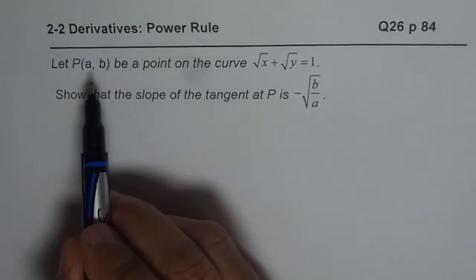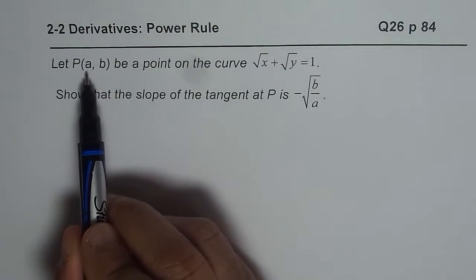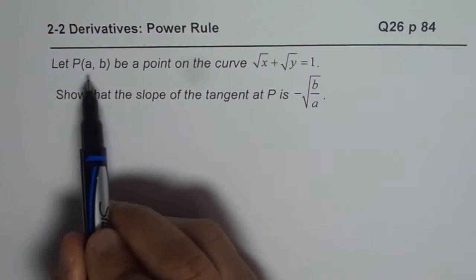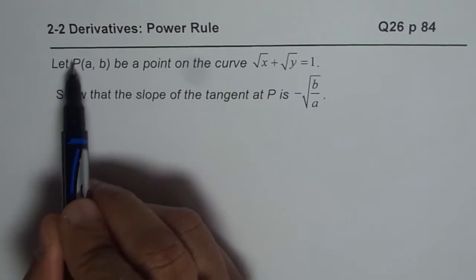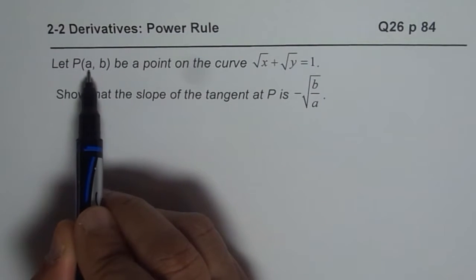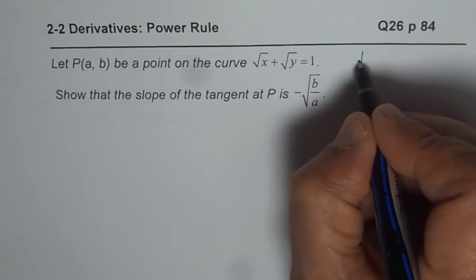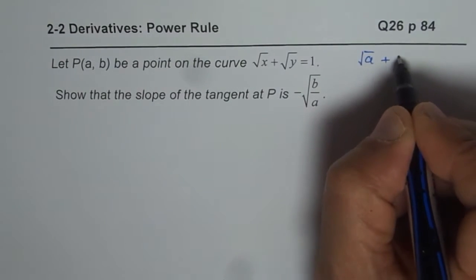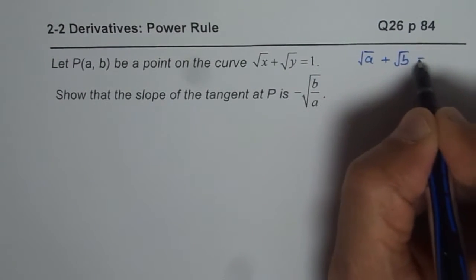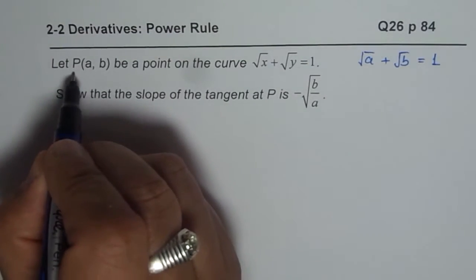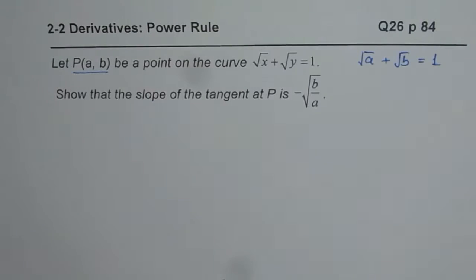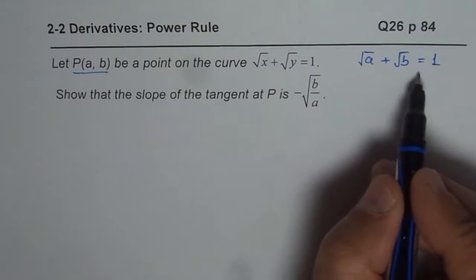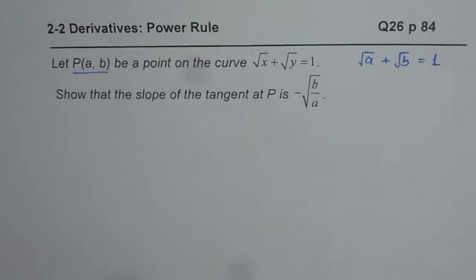So let's first begin by saying what the equation will be if I substitute x and y as a and b. So this point is (a, b). So let me write x as a. Then I get square root of a plus square root of b equals 1. This is the relation I get by substituting this point in the equation. So that is also true. That's the first part. We'll soon use it to derive the result.